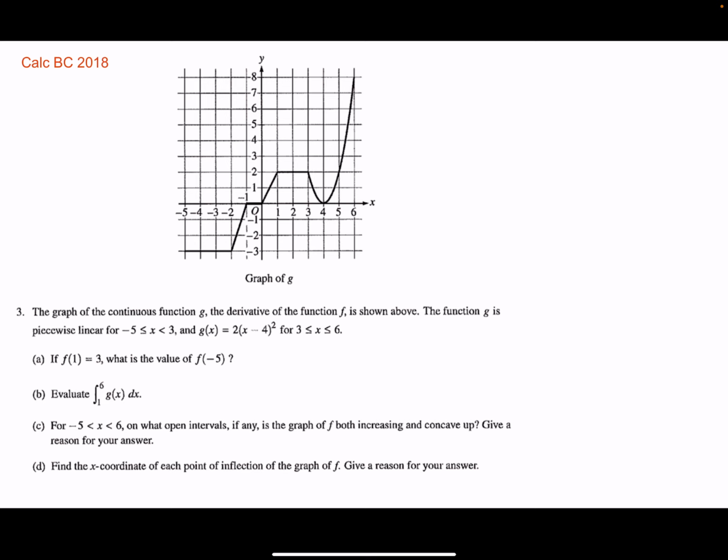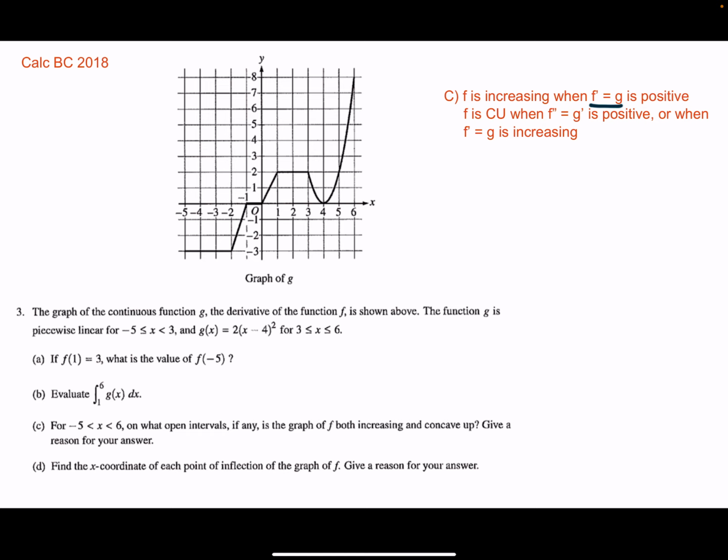any, is the graph of, oh wait, not C, it was D that a lot of you guys had questions on. Let's deal with C. We want F to be increasing and concave up and give a reason for your answer. Okay, so let's go by the facts there. This should be old hat at this point, that F is increasing when F prime is positive. I'm noting in that same statement that F prime is equal to G. F is concave up when F double prime is positive.